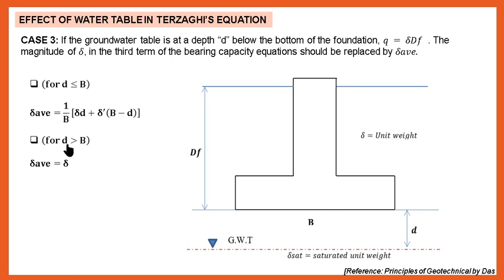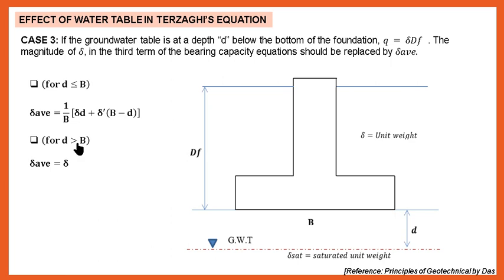And when our D is greater than B, the average unit weight is equal to our unit weight. It's still the same when our D is greater than B. So those are the three cases of the effect of the water table on our Terzaghi's equation.